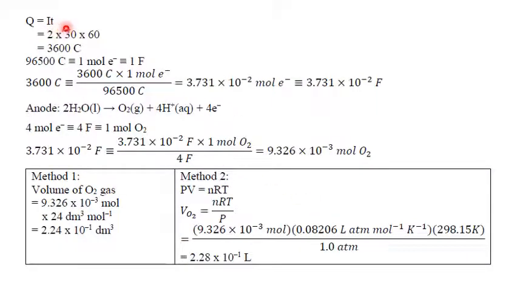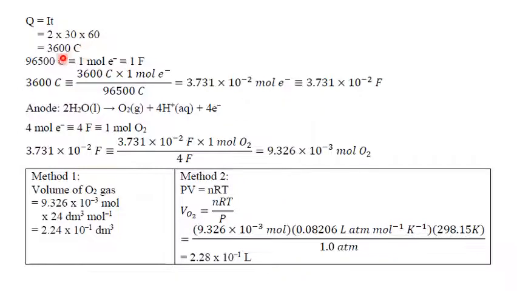Okay, so first of all, this question is related to Faraday's law. For the first part, you must write out the formula Q equal to It. So the I is 2 ampere and the T is 30 minutes. Always remember the t must be in seconds. So that's why you need to times 60. So the answer is 3600 coulomb based on the current given.